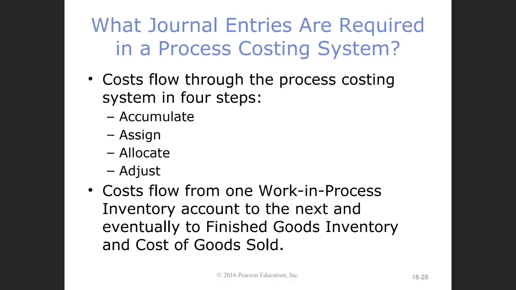So costs flow through the process costing system in 4 different steps. The 4 A's. We accumulate cost, we assign cost, we allocate cost, and we adjust cost. Does anyone know, or can anyone give me an example of accumulating cost? Or any of these, actually. You can pick any of these. How do you accumulate cost? What does assign cost mean? Allocate cost, adjust cost.